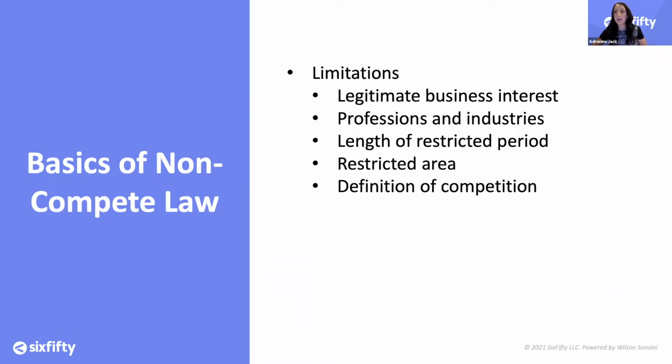Other states have varying lengths of time that are routinely used for restrictive covenants. From state to state, the most common length of time period is usually 1 to 2 years for a restricted period. But we'd like to know in this next poll, what restricted time period does your company most frequently use for non-compete provisions? So the answer options will appear on the poll.